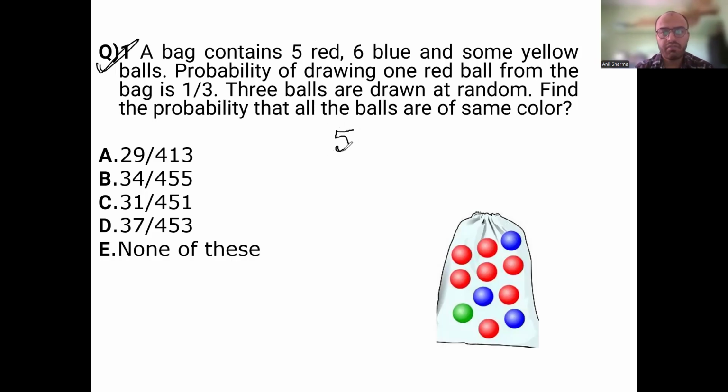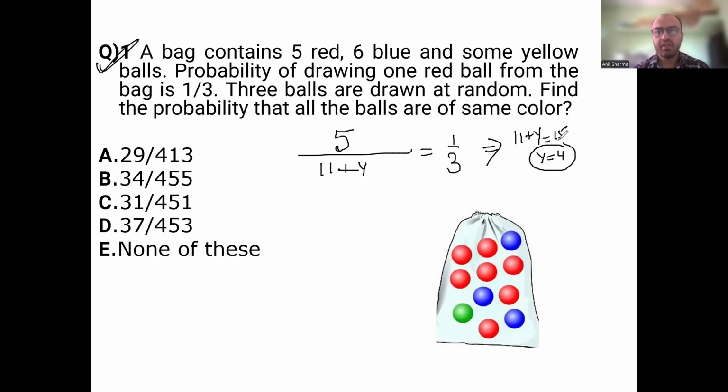That is 5. The total I don't know, but it is 5 plus 6, 11, plus some yellow balls. Let it be y for yellow, because that is not given. Then the probability result is 1 by 3. Cross multiplying, you get 15 equal to 11 plus y. So what is y? It means 4 are the yellow balls.